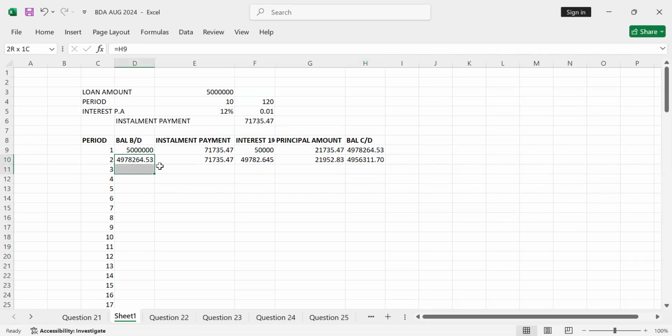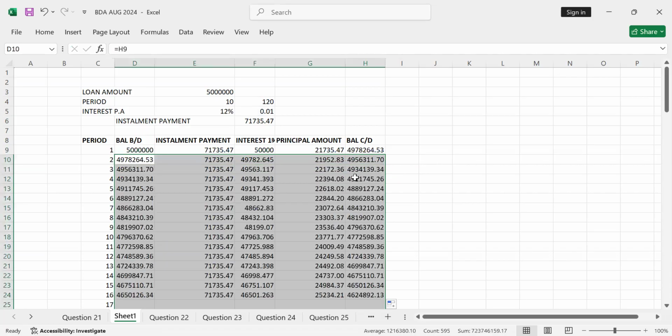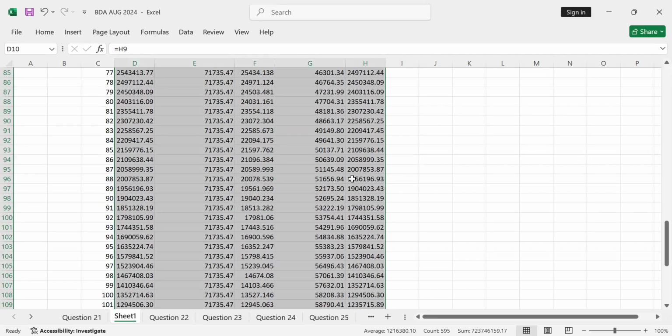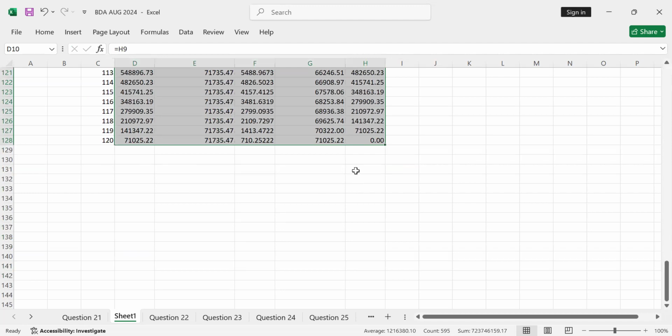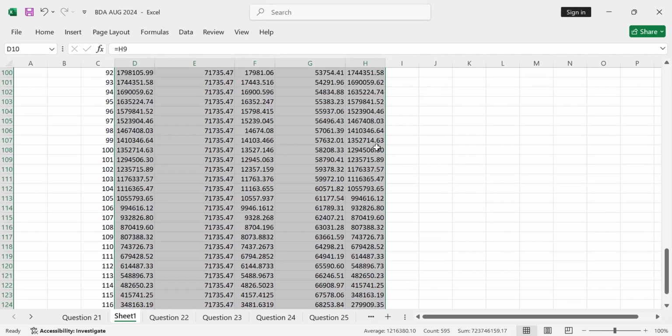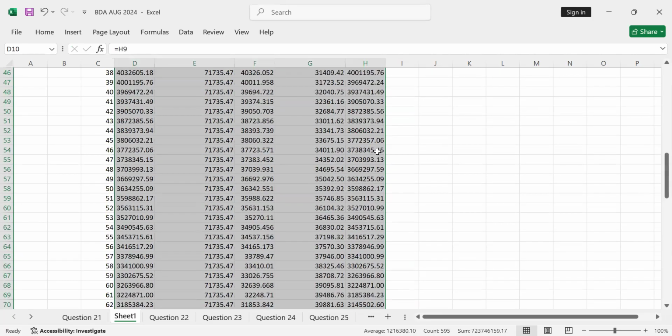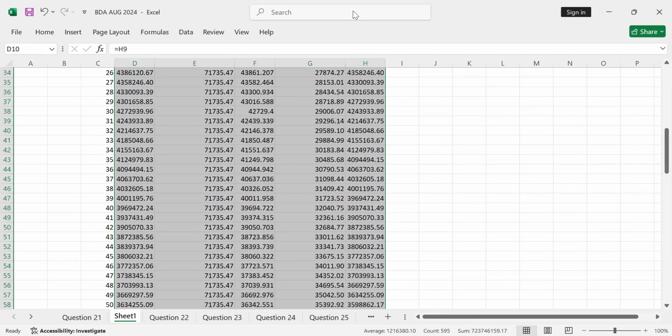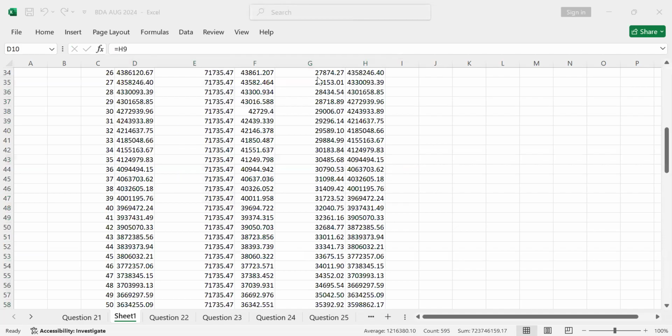So you highlight the whole second row, and then you place your cursor on the far corner and double click. That is the loan amortization. The balance here should be 0. And you can see the balance there is 0. That is how we prepare the loan amortization.